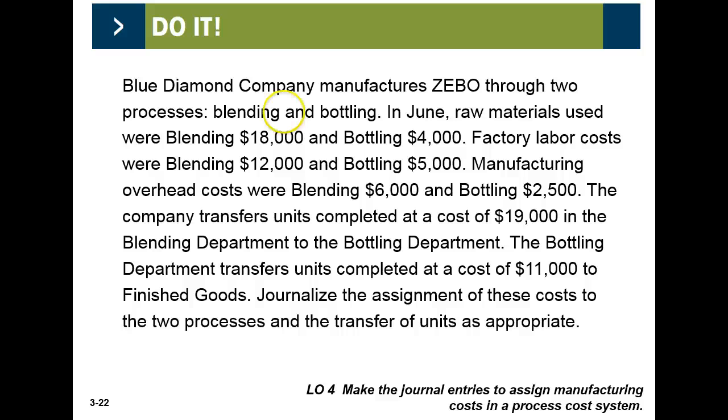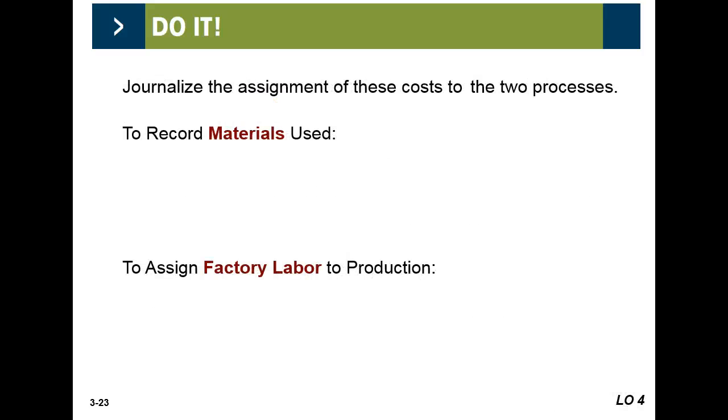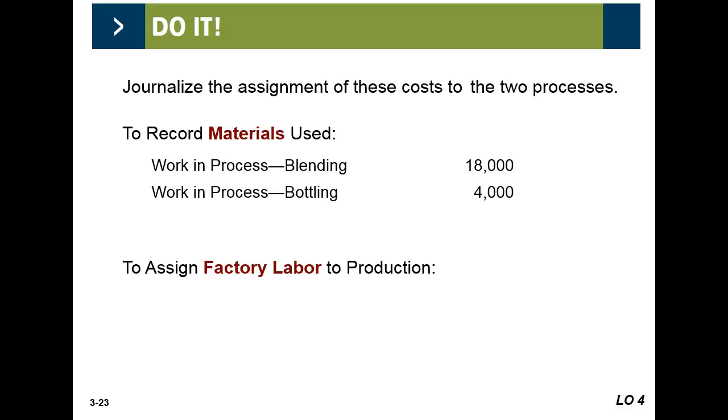Thank you. So let's do this. How do we determine all this? To create the journal entries to assign those costs to those processes, recording the materials used, we're going to take those materials that went direct into blending to work in process blending, and those materials that were used just for bottling get put into bottling, and we're crediting raw materials. Okay? Because we're putting the materials into that specific process involved.